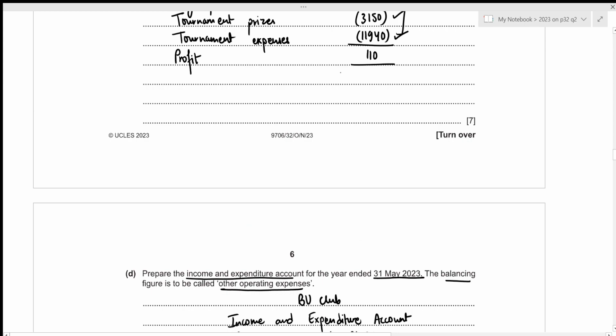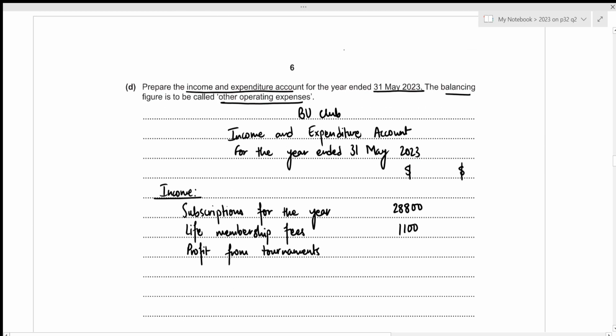And in this case, the profit was of 110. Let's write it down. Okay.